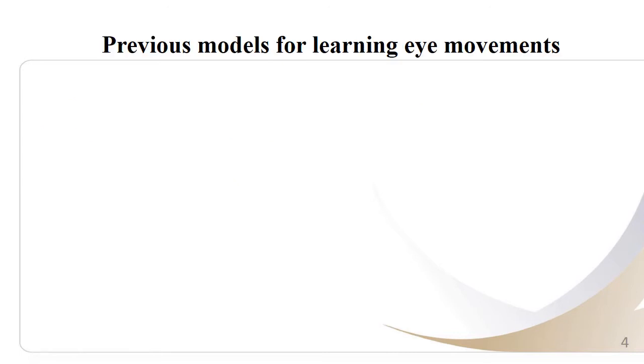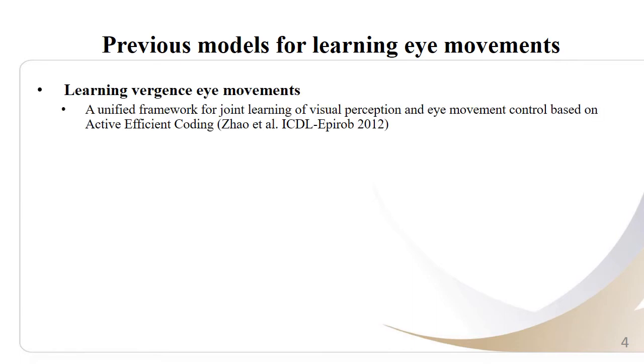Here we list some previous models for learning eye movements related to our project. One of our previous colleagues from our lab proposed a unified framework for joint learning of visual perception and eye movement control based on active-efficient coding. He then used the active-efficient coding framework to model the learning process of vergence. To make it more realistic, we propose to jointly learn vergence and saccades.